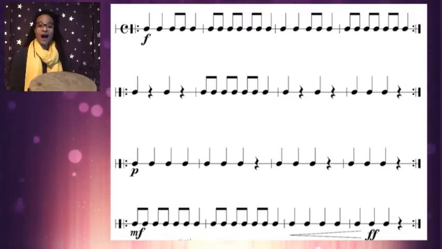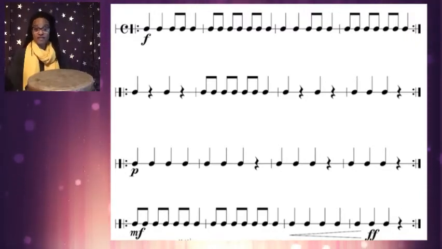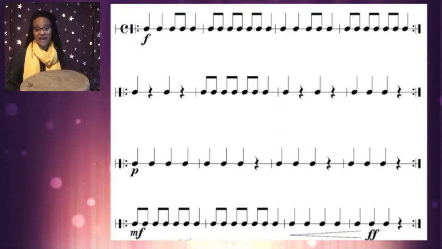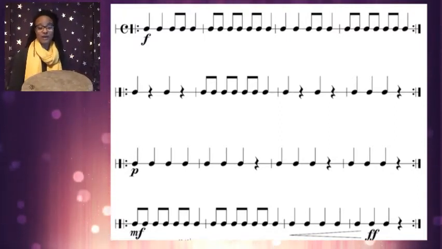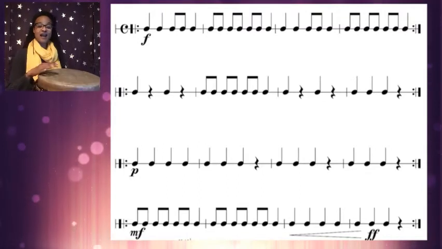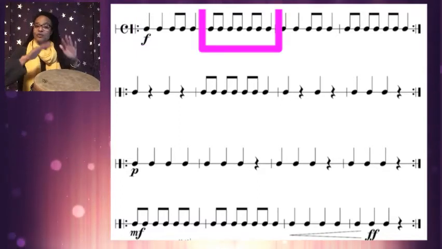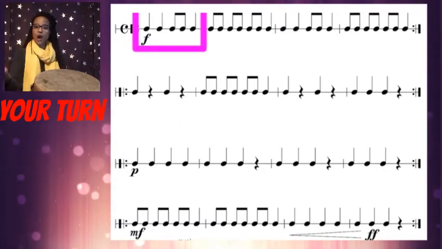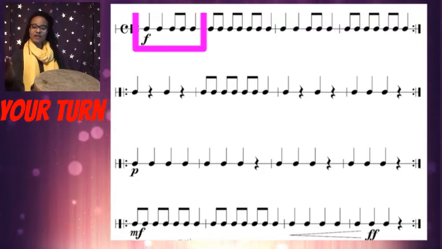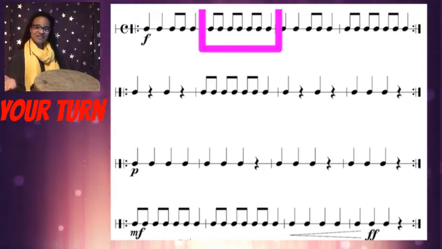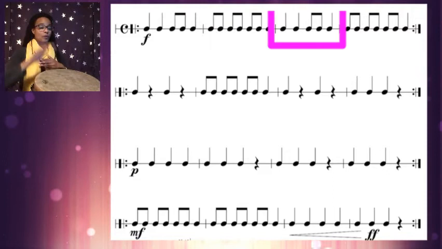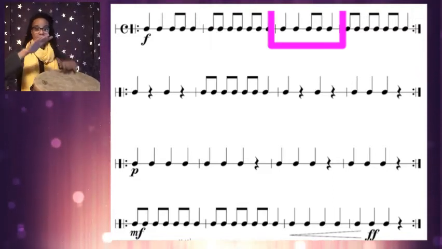Great. I'm going to do 2 measures at a time in that very first system, and I'm going to ask you to do those 2 measures back to me. Here I go. 1, 2, 3, and 4. 1 and 2 and 3 and 4. 1, 2, 3 and 4. 1 and 2 and 3 and my turn. 1, 2, 3 and 4.